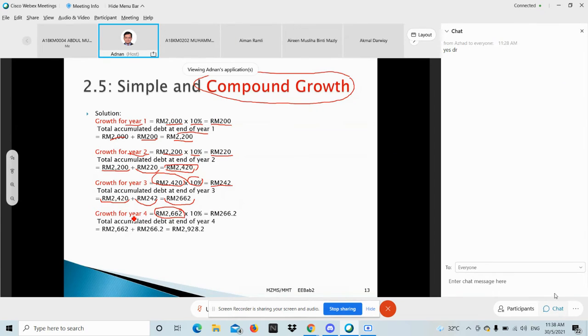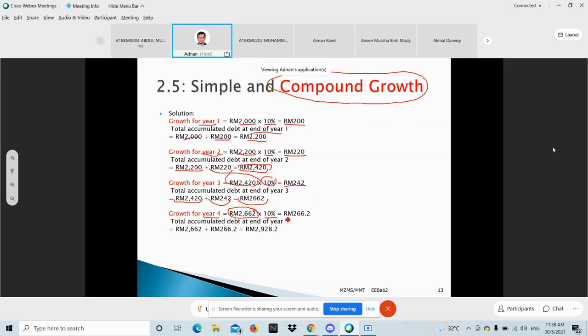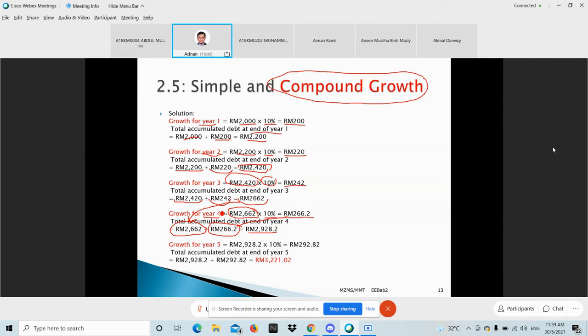Okay, apabila year 4 dah habis, 10% kena charge, you ada 2,662. So this 266, okay, di akhir tahun ini, plus dengan yang bunga baru ni, okay, so dapat 2,928. So mana sekarang ni, bunga ini kena juga bunga ke atas bunga dan bunga ke atas pokok. Okay, of course this is riba lah. Okay, kalau dalam Islam it's haram.